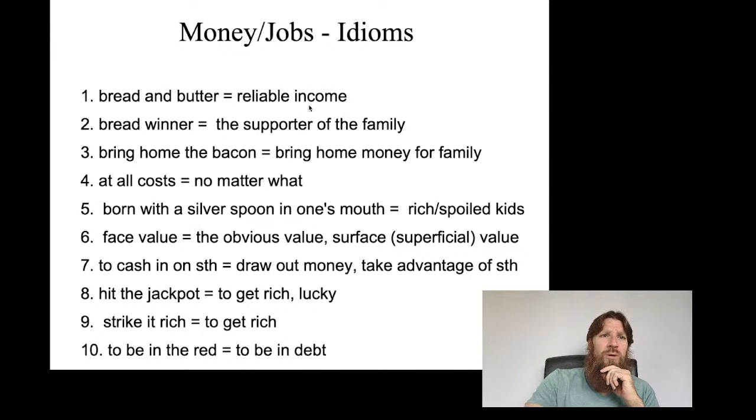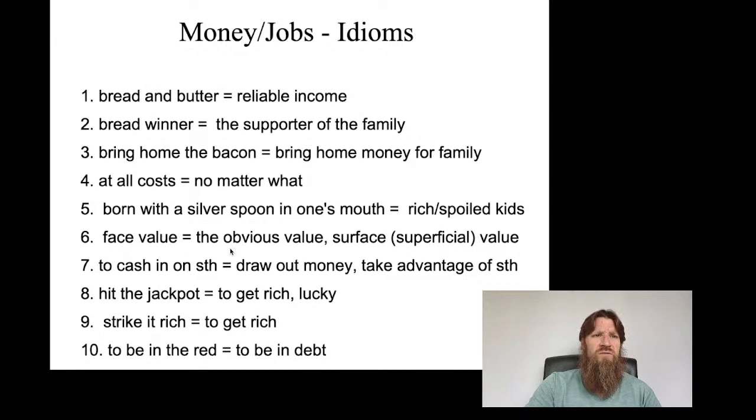So you see reliable income, number 1, bread and butter, reliable income. Number 2, breadwinner, the supporter of the family. Number 3 is bring home the bacon, bring home money for the family. Number 4, at all costs, no matter what. Number 5, born with a silver spoon in one's mouth. So you're rich, you're very fortunate, everything's given to you.